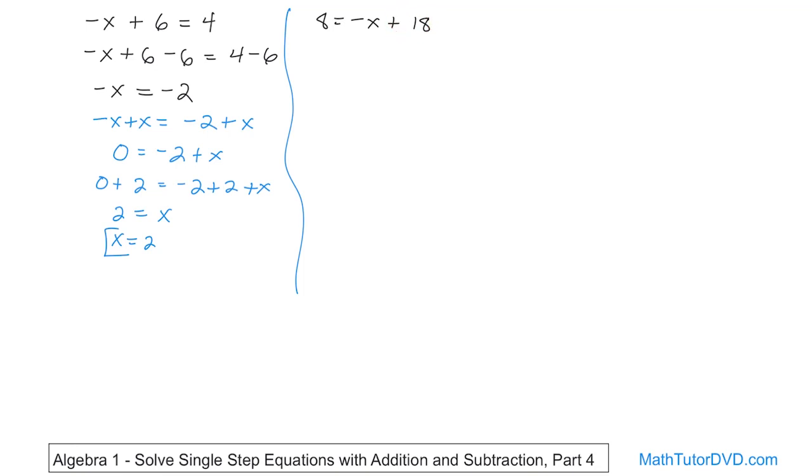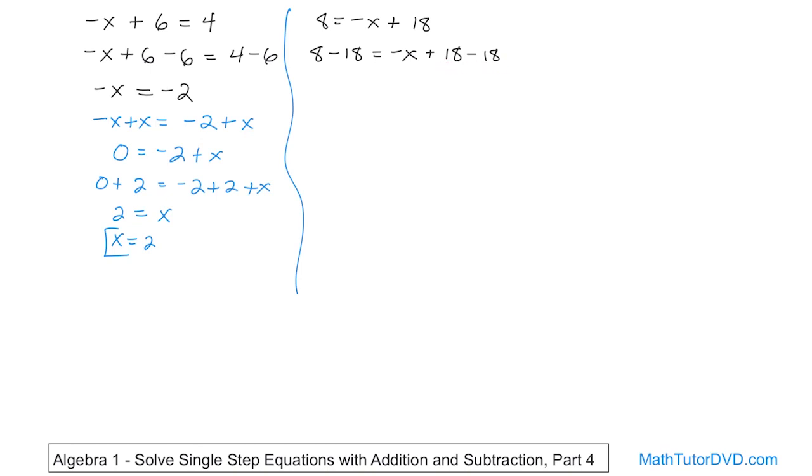Opposite of addition is subtraction. So it'll be 8 minus 18 on the left, because we'll be subtracting 18 from both sides of the equation. So we'll subtract 18 from the left, and to make it balanced, we'll subtract 18 from the right. Now this goes to 0.